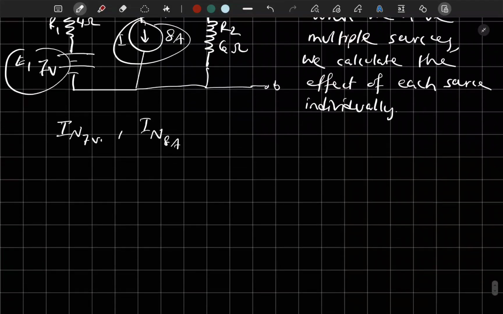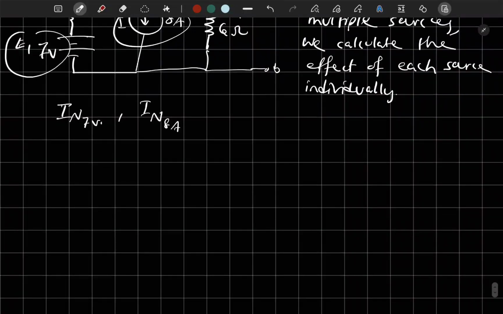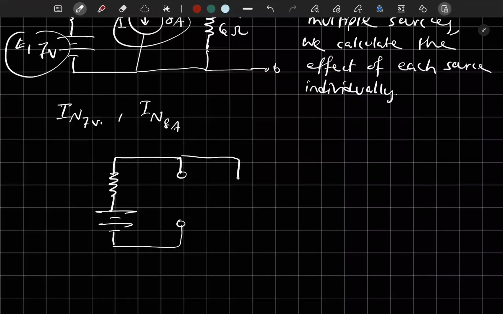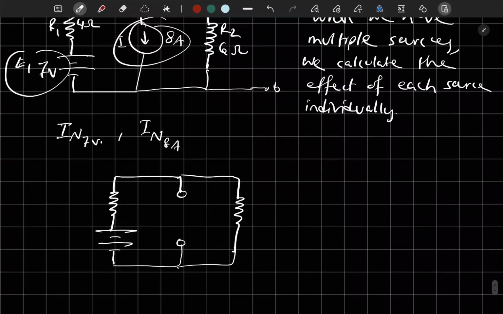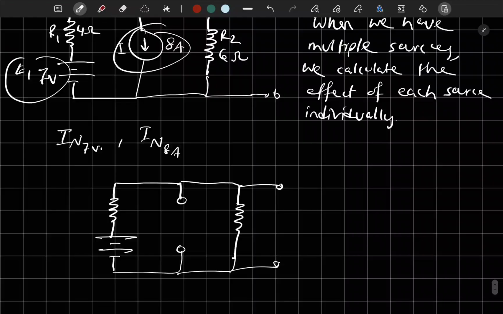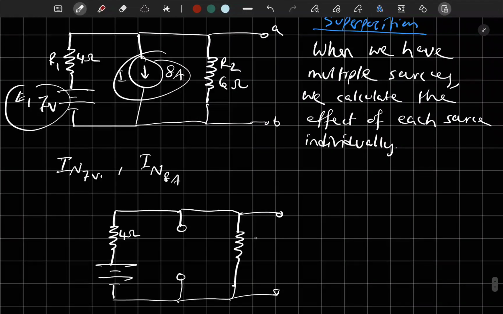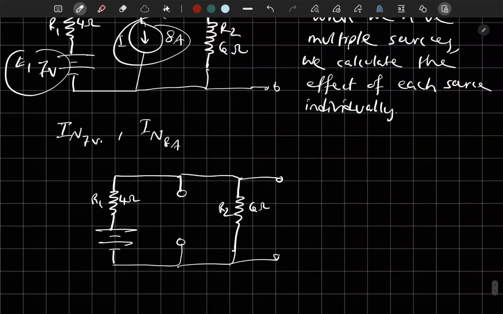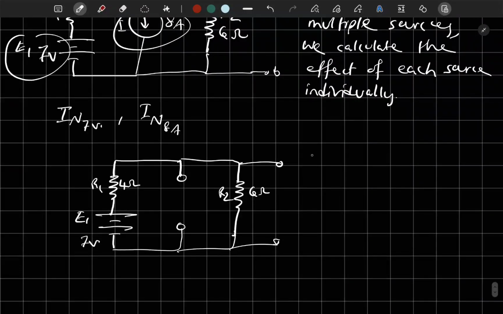So let's apply superposition for the 7 volt voltage source first. So we will have the same circuit, except that the current source will be replaced by an open circuit. Okay, and then the load terminals. So we have 4 ohms here, we have 6 ohms here, and this is E1 7 volt. So what's the IN here? Let's write IN 7 volt.